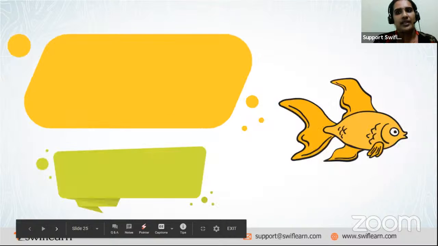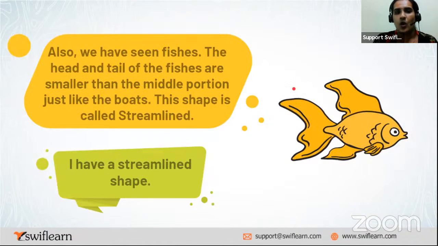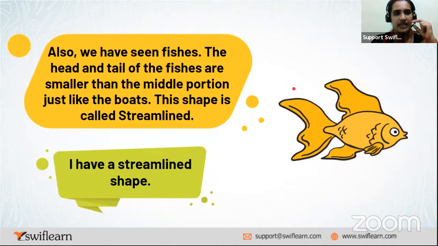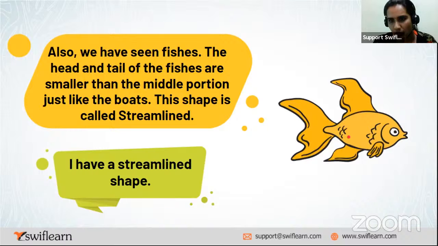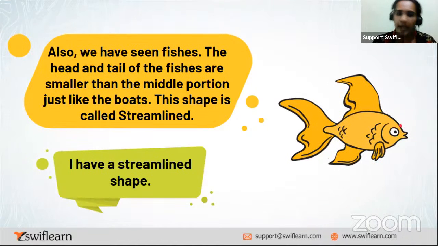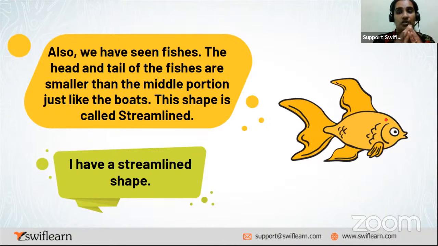The same with the fishes. You can see that. Also, we have seen fishes. The head and tail of the fishes are smaller than the middle portion, just like a boat. The front and back part is there, and the middle portion is bulged, like a boat.